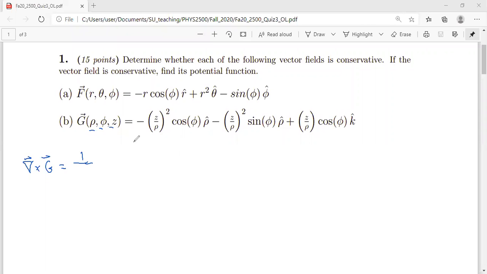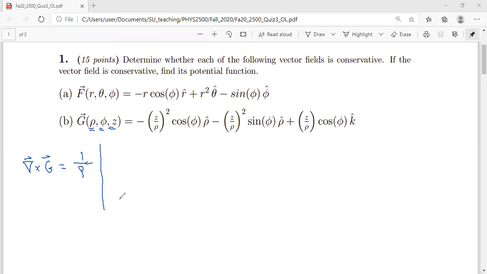Does not have a potential function. Turns out not to be conservative as well because of scale factors. So again, we have product of all the scale factors. Scale factor for rho is 1. It's already got units of length. Likewise for z. So we really just end up with rho because rho d phi is an actual unit of length.